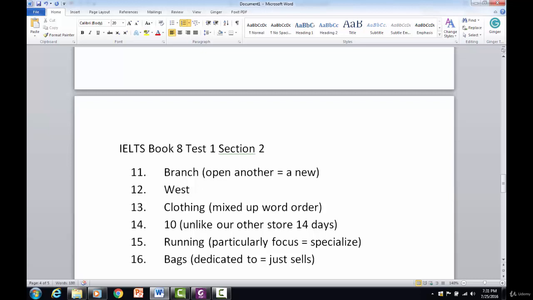Okay, so you can see they used a couple different traps here, tricks for you. They use synonym language. They use changing up the word order, and with numbers they use some other number from the past, which can't be the answer. But if you can hear synonym language, like after you heard particularly focus, they said running. After you heard dedicated to, which means just sales, they said the answer bags. After they said open another, which is a synonym for a new, you heard the answer branch. So if you can hear the synonym language, then you can really focus and hear what the actual answer is.